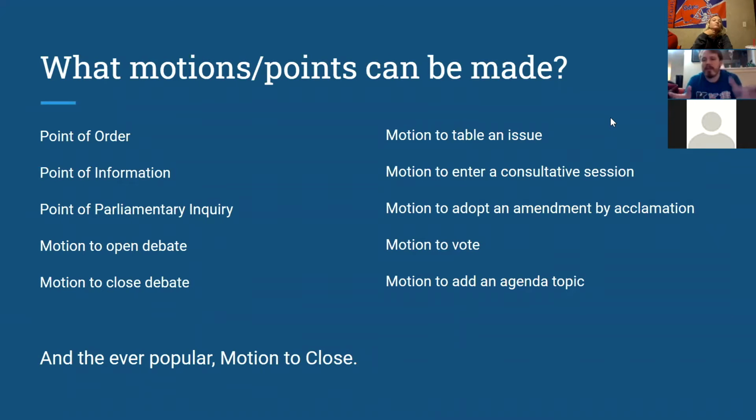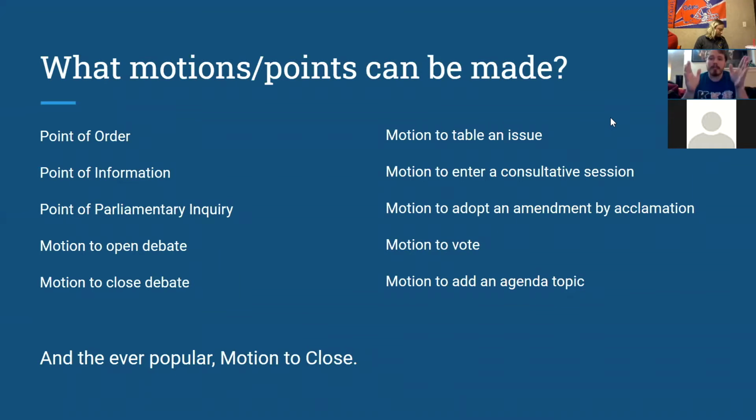So what kind of things can be done? I'm getting through this a little bit faster than I meant to. I'm very sorry. But there are different things like points of order, points of information, and points of parliamentary inquiry. These are all basically statements that can be made by a delegate.